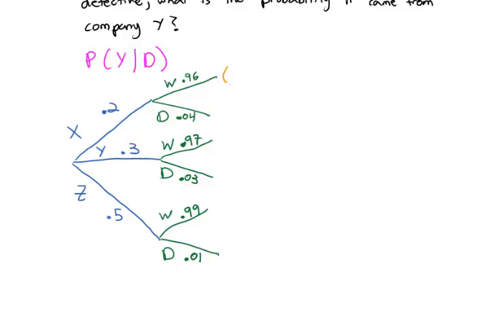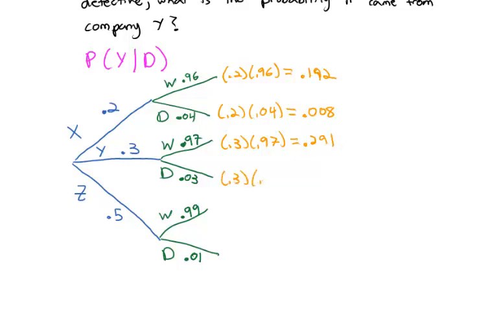So we can calculate the individual probabilities by multiplying down the line. 0.2 times 0.96 on the calculator gives us 0.192. 0.2 times 0.04 gives us 0.008. 0.3 times 0.97 gives us 0.291. 0.3 times 0.03 gives us 0.009. 0.5 times 0.99 gives us 0.495, and 0.5 times 0.01 gives us 0.005.